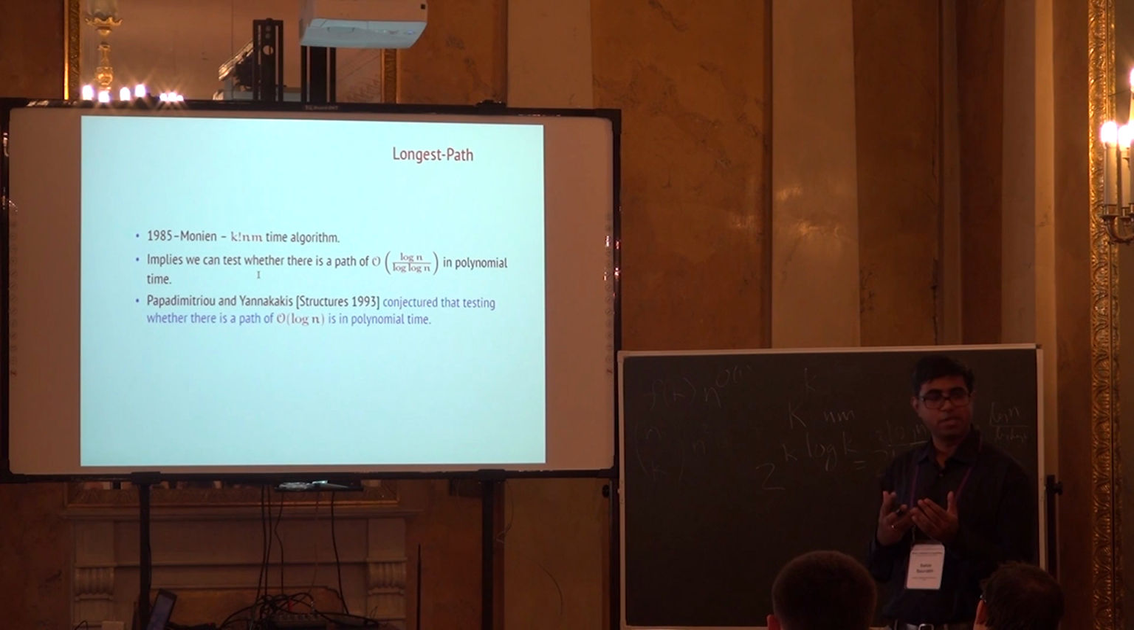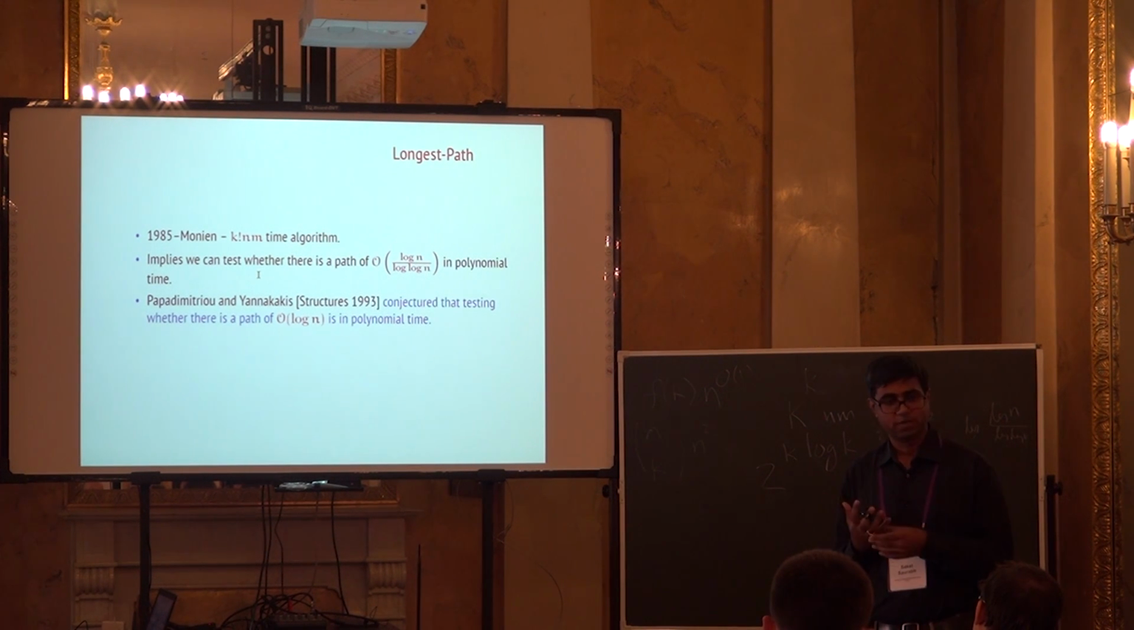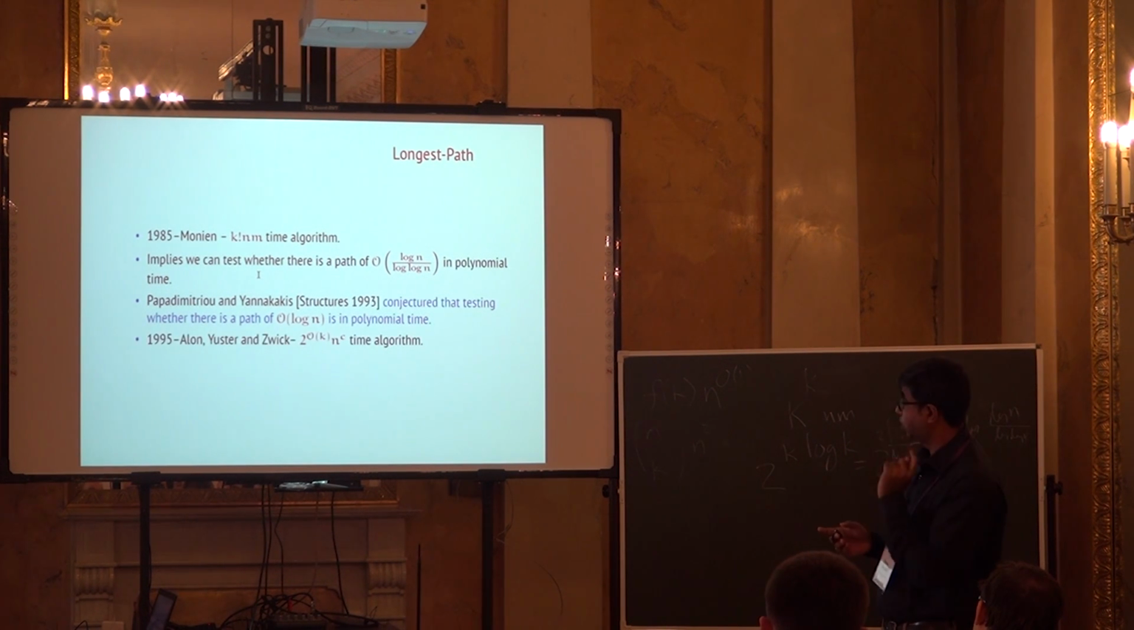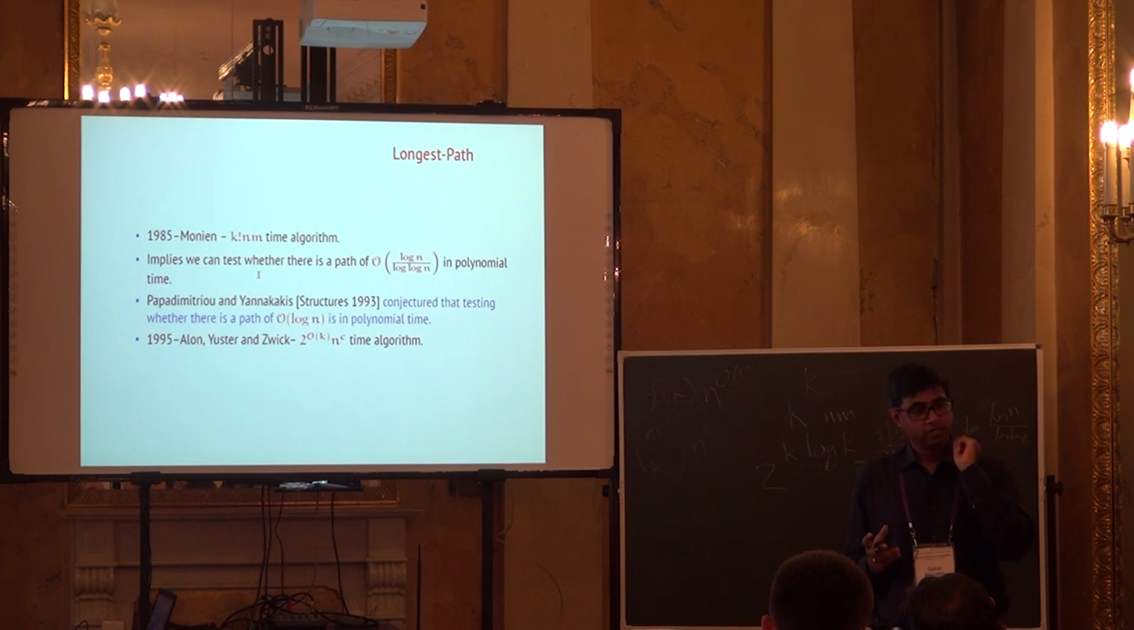So this is a paper which looks very similar to the kind of notions we use in parameterized complexity, and this is a conjecture which they made, that testing whether there is a path of order log n is in polynomial time or not. And later, as we'll see, Alon, Yuster, and Zwick gave an algorithm which ran in time 2 to the power big O of k times n to the power c. Now, what does big O of k mean? If you substitute k equal to log n, 2 to the power big O of log n is nothing but 2 to the power some constant times log n. So it will be n to the power that constant times n to the power c. So they actually settled this problem.